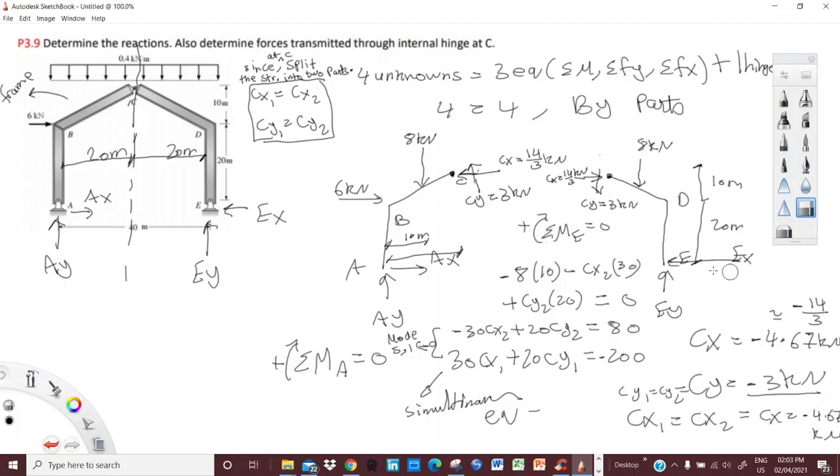Right now we can find the summation of Ex, summation of Fy equal to 0 upward. You have Ey is upward, minus 3 downward, minus 8, which is downward, equal to 0. Ey is equal to 11 kilonewton. So we found Ey is 11 kilonewton.